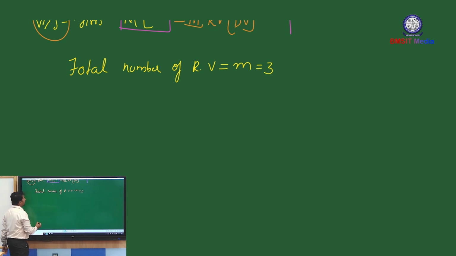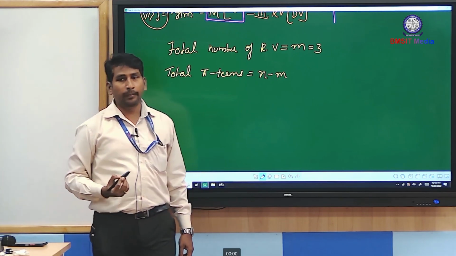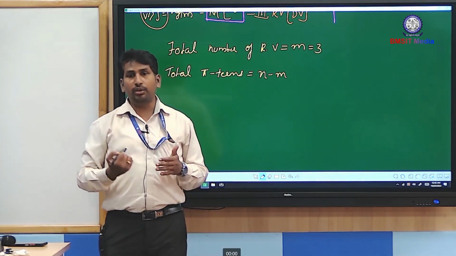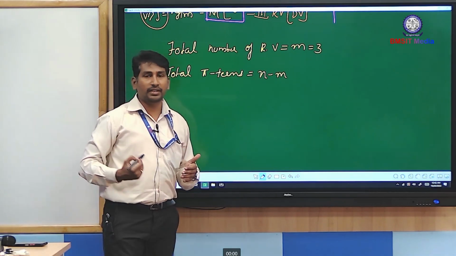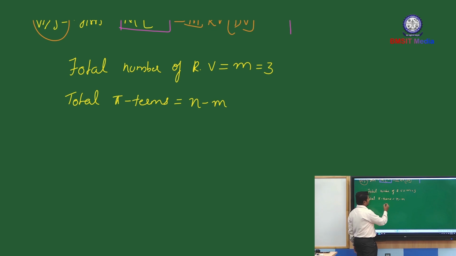So we are supposed to make pi terms. What is the pi term? I can obtain the total number of pi terms by using the equation n minus m. This we are going to solve by using Buckingham's pi theorem. There is one more method called Rayleigh's method. Rayleigh's method is used only when the number of variables is 3 to 4. If it is more, like 4, 5, 6, we are supposed to go for Buckingham's pi theorem. So by using Buckingham's pi theorem, we find the pi terms by the formula n minus m.